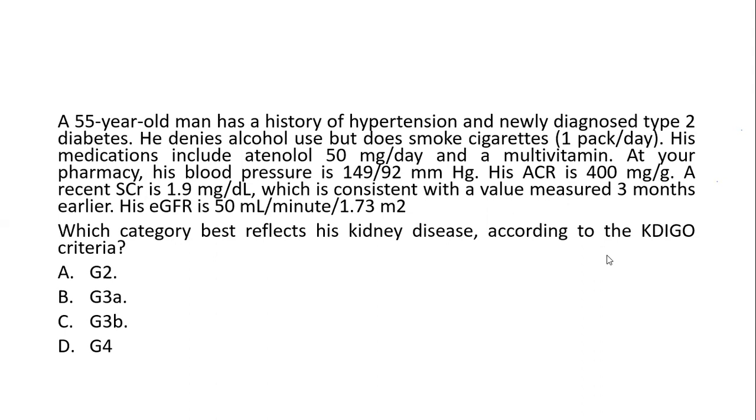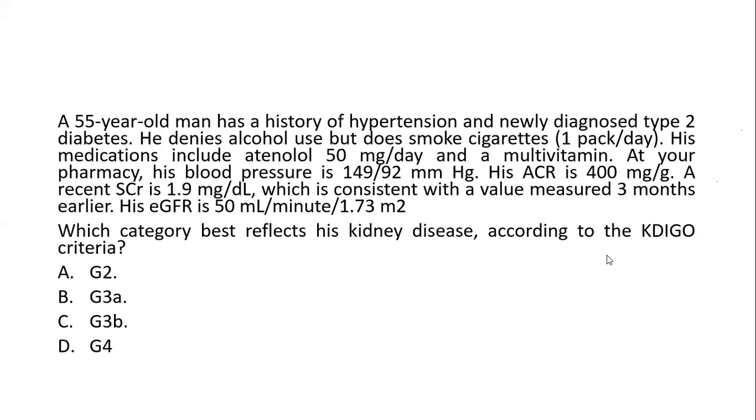At your pharmacy, his blood pressure is 149/92, just remember that. His albumin to creatinine ratio is 400 mg of albumin per gram of creatinine. A recent serum creatinine is 1.9, which is consistent with a value measured 3 months earlier. His estimated GFR is 50 mL per minute per 1.73 square meters. So which category best reflects his kidney disease according to KDIGO criteria?